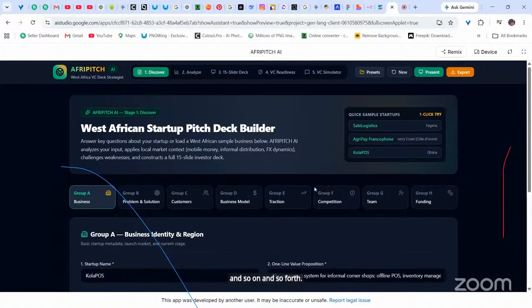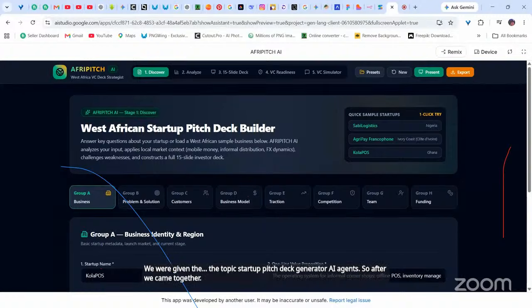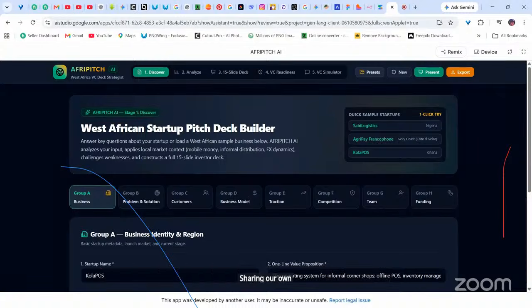So, proceeding to the agents we came up with. We were given the topic startup pitch deck generator AI agents. After we came together, we discussed and deliberated, sharing our own ideas as a team. So we came up with this particular agent, which is Afri Pitch AI, West Africa VC Deck Strategist.